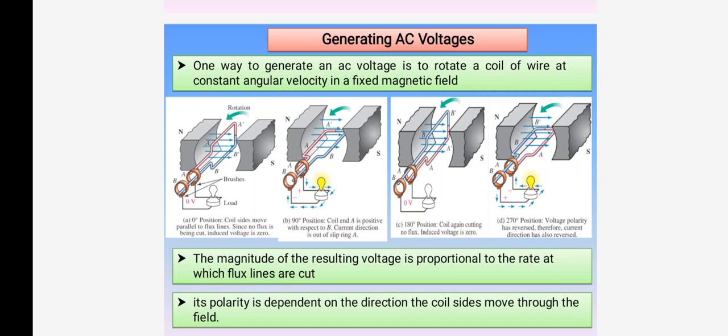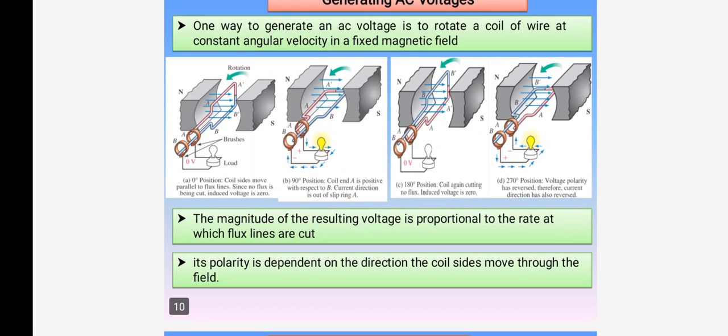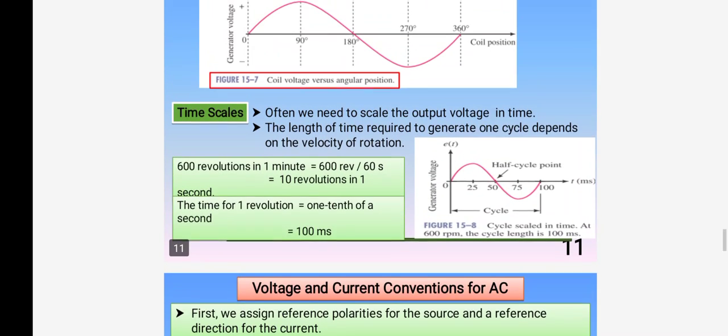The north pole and south pole magnets are given. The conductor is placed between them. There is a magnetic flux linkage between the north pole and south pole. One electrical conductor is placed between the magnetic field, then the conductor starts to rotate. The magnitude of the resulting voltage is proportional to the rate at which flux lines are cut. The polarity is dependent on the direction of coil side movement through the field.